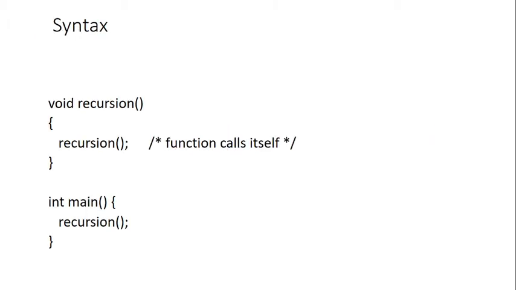And we have a syntax of recursion. You have to write void recursion, and then you have to use the function which you want to use as a recursion, and mention it here. Then you have to call that function, and you can call it inside the main function. So this way you can use the recursion.